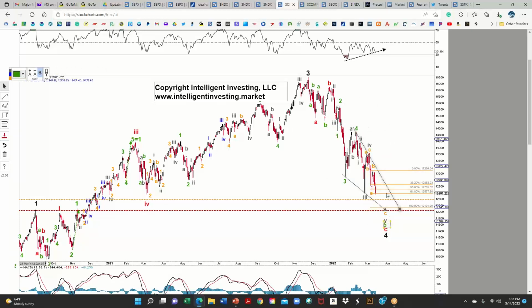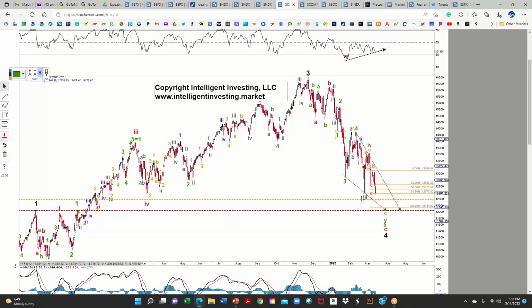But we knew we were dealing with a potential ending diagonal pattern. This targets about 12,132-ish, ideally, okay? Doesn't have to get there. It doesn't have to. Again, it's all ABCs. It looks all better as ABCs. It's all ABCs. I like it much better.